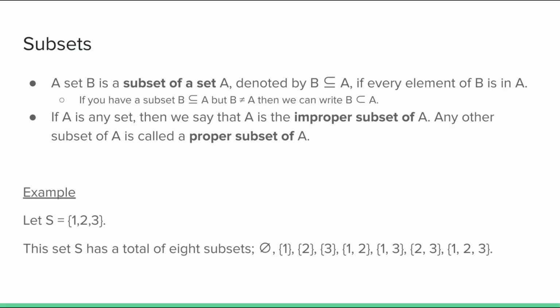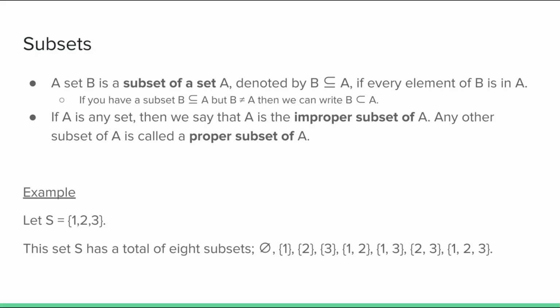Subsets. These are quite important for abstract algebra. A set B is a subset of A, which is denoted by this symbol here, if every element of B is in A. Let's say you have a set A, which is 1, 2, 3, 4, and a set B, 1, 2. Then B is a subset of A because 1 and 2 are both in B and in A.